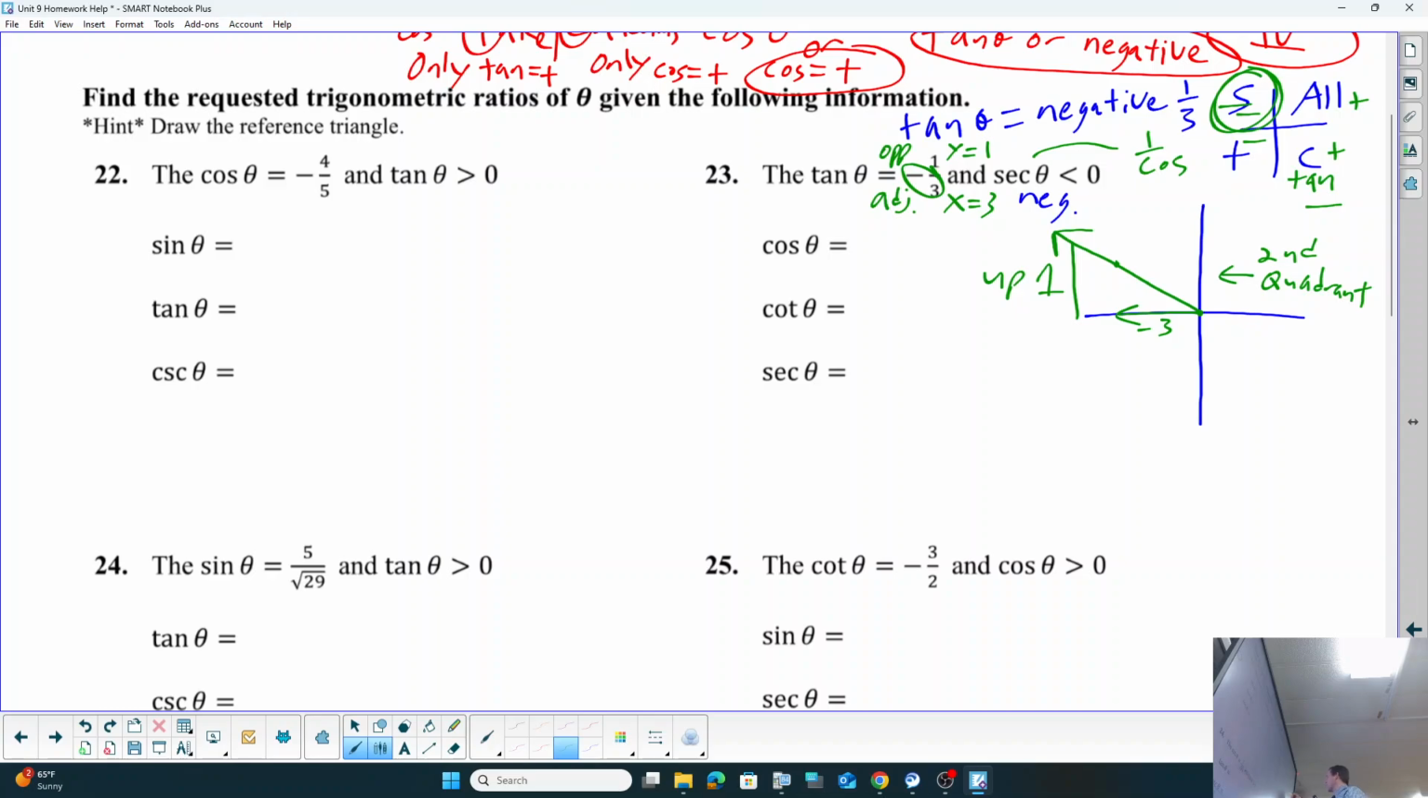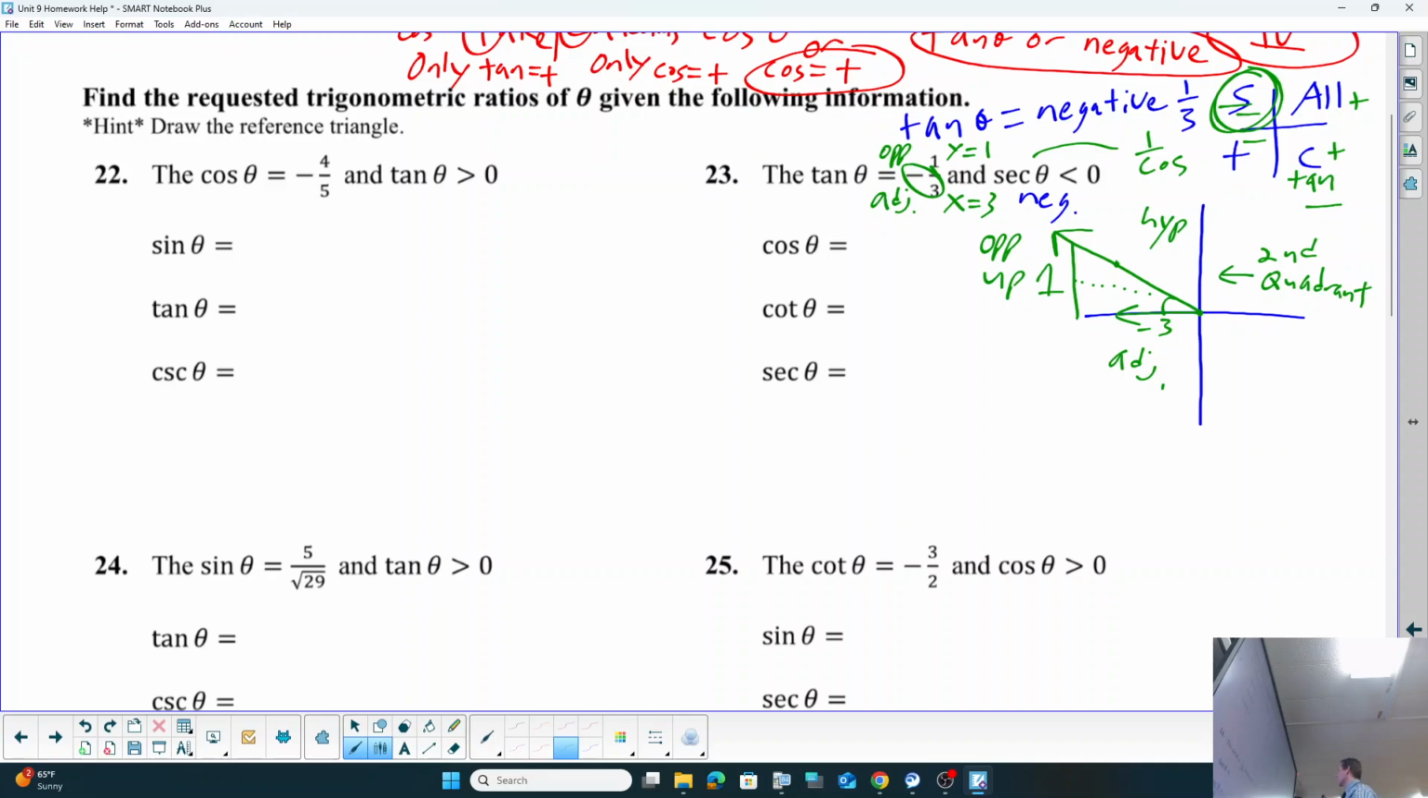Awesome. So from our angle, this is going to be the opposite side, and this will be the adjacent side, and this will be the hypotenuse. So can we come up with the hypotenuse and get all our answers?